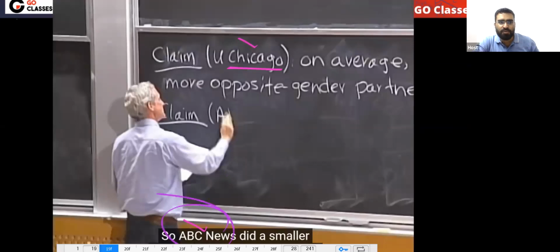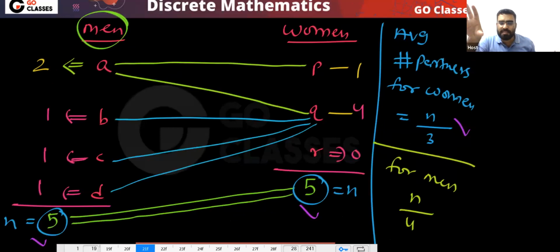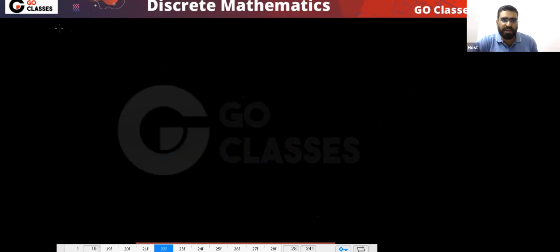Like ABC News and Chicago University, these people conducted research. But if you know graph theory, then you can do this. Yes or no? Can anyone tell me, for India, what you have to do if you want to find this? You don't have to ask everyone. You don't have to go and ask how many partners you have.